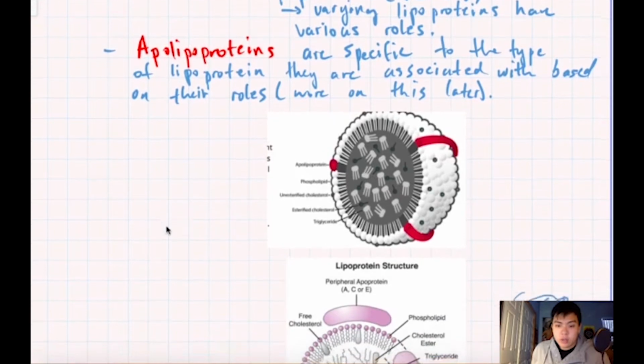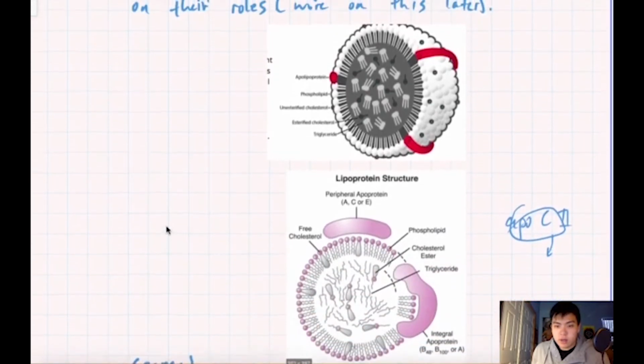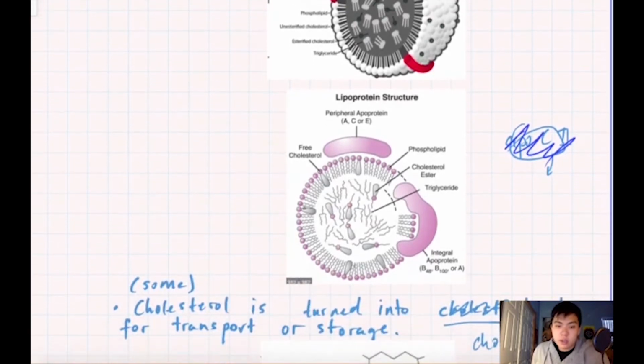So here are two pictures of two lipoproteins. The whole thing is a lipoprotein, and you can have these little apolipoproteins on the surface of it, and then inside you have your TAGs and your cholesterol and your cholesterol esters. This membrane right here forms a micelle, and it's made out of phospholipids.